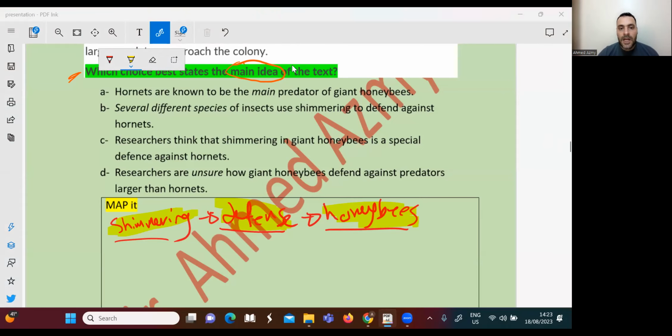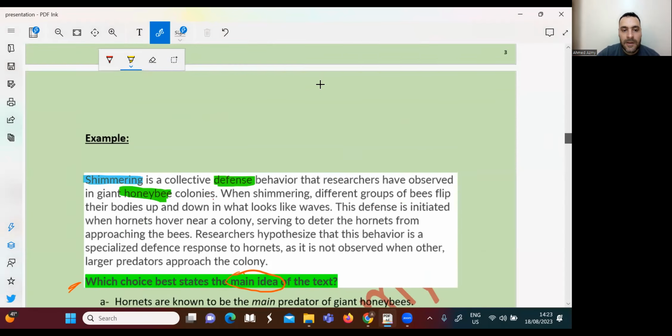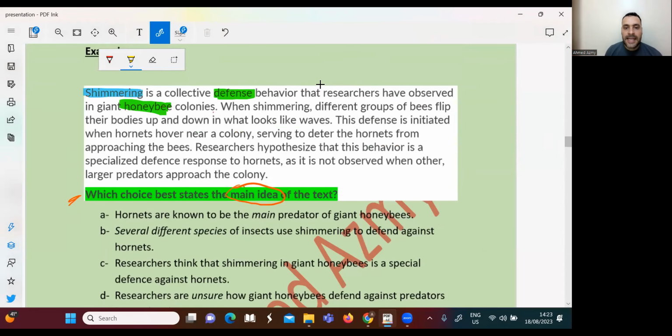Jihad, yalla, continue with me please. We will go back again. Okay, second sentence, Jihad. When shimmering, different groups of bees flip their bodies up and down in what looks like waves. Okay, so this is an explanation of what? When the honeybees shimmer.